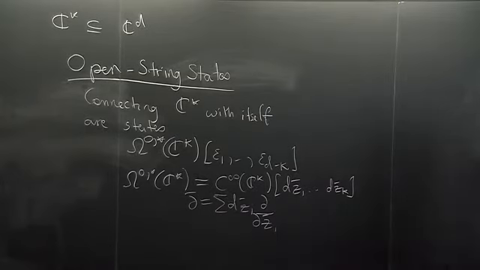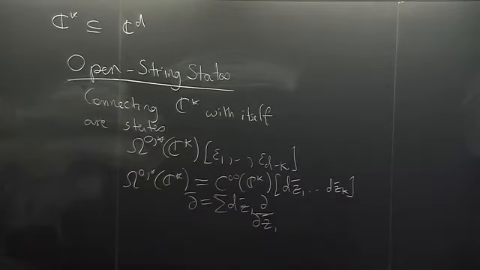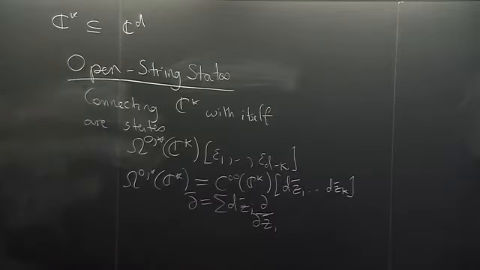One can compute the open string states connecting any two complex submanifolds, no matter how they're arranged. Maybe I'll do some examples later. But what's the commutation property between epsilon and dz bar? They supercommute.